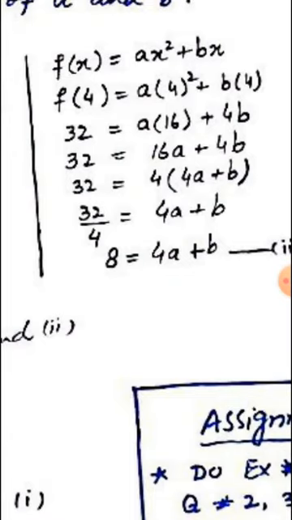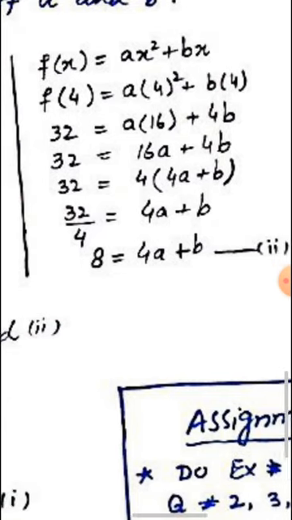Similarly, the function f(x) is given as ax square plus bx. For f(4), you will put the value of 4 in x. f(4) is equal to a into 4 square, because it's x square and the x value is 4, plus b into 4. The f(4) value is given, which is equal to 32. 4 square is 16, so 16a plus 4b. 32 is equal to 4 into (4a plus b), and dividing 32 by 4, 8 is equal to 4a plus b. It's equation 2.